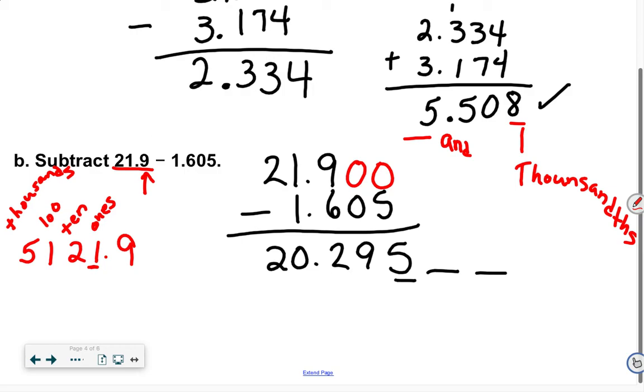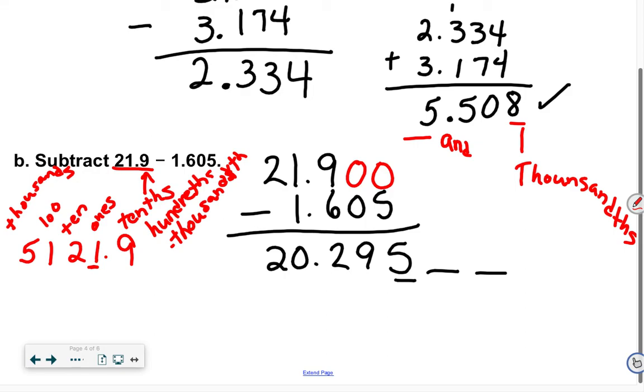Now here, we skip the ones column. We start with the tenths. And then we say the hundredths. And then we say the thousandths. The thousandths, okay? So the 9 is in what place? The tenths. So in this case, I would say 21 and 9 tenths.